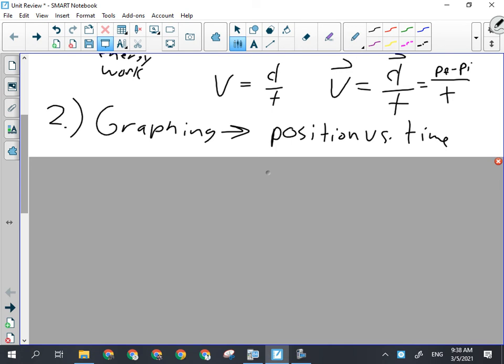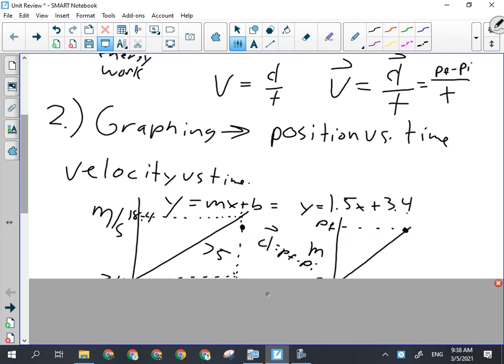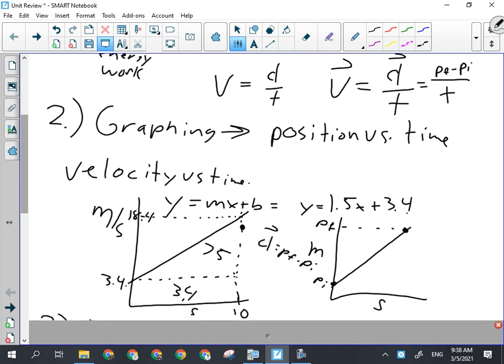That means there'll be some active problem solving to do with both types of graphs. So being able to read and interpret and calculate the things that you have been taught to do with each graph will be important. From a position versus time graph or a velocity versus time graph, some things you might be asked to do would be y equals mx plus b calculations.